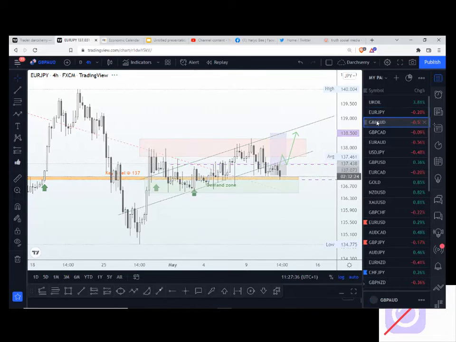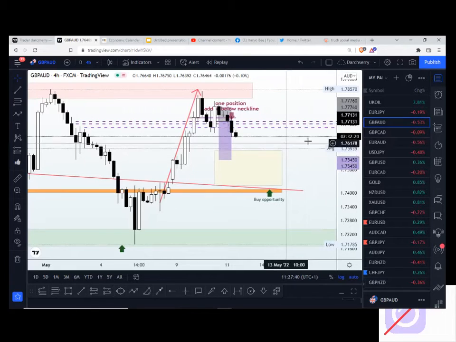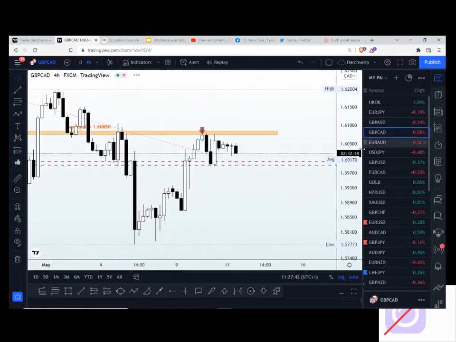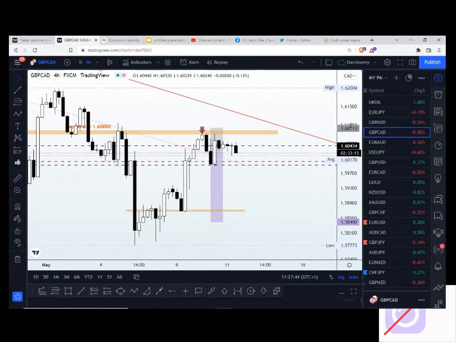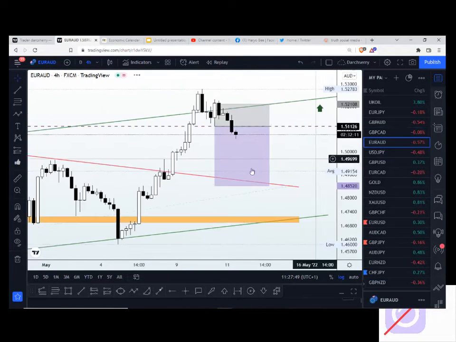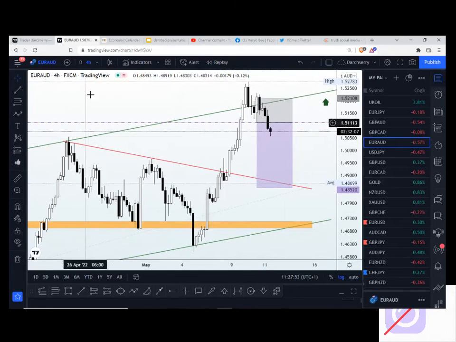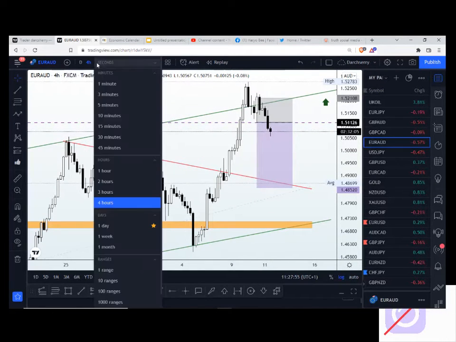So moving on to GBPAUD, I think I spoke about GBPAUD, yes. So moving on to GBPCAD, okay, we spoke about GBPCAD. GBPCAD is already moving in our direction. And EURAUD, I don't know if I shared EURAUD yesterday. This is one of the pairs I actually took offline. I did not have this shared publicly, and it's already running in profit.